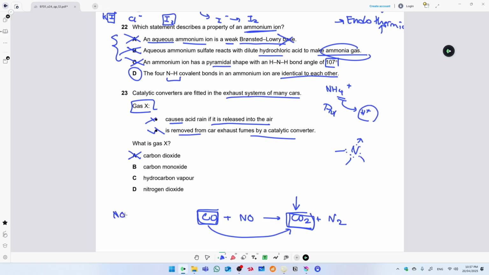Only NO and SO2 cause acid rain. Carbon monoxide, no. Hydrocarbon vapor doesn't cause acid rain, but it is removed from car exhaust fumes by the catalytic converter, yes, but doesn't fit the first bullet point. So C is not the answer, D is the answer. Nitrogen dioxide, it fits both. Actually, there's another reaction, if you're asking, of CO plus NO2. But this is mainly used, but this is also important.